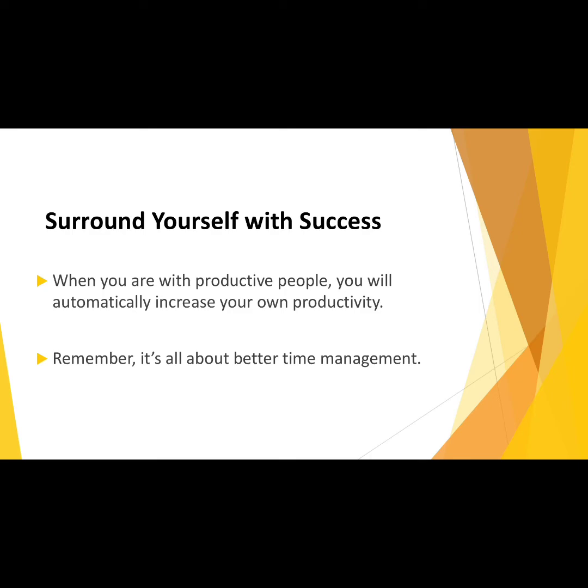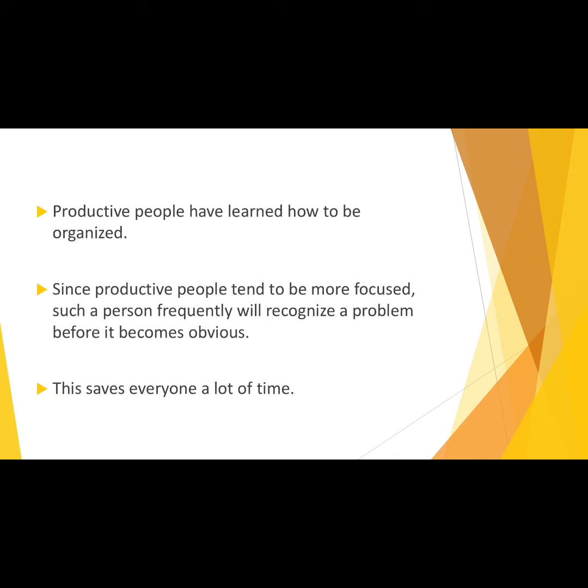Surround yourself with success. When you are with productive people, you will automatically increase your own productivity. There's also a good chance that you will be more productive while working less. Remember, it's all about better time management. Productive people have learned how to be organized. If this is something with which you are struggling, what better way to learn than to observe an organized person in action? Since productive people tend to be more focused, such a person frequently will recognize a problem before it becomes obvious. Fixing a potential problem is a lot less time-consuming than trying to repair a huge office disaster. This saves everyone a lot of time.